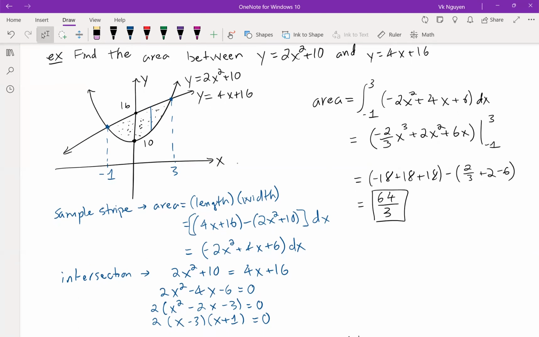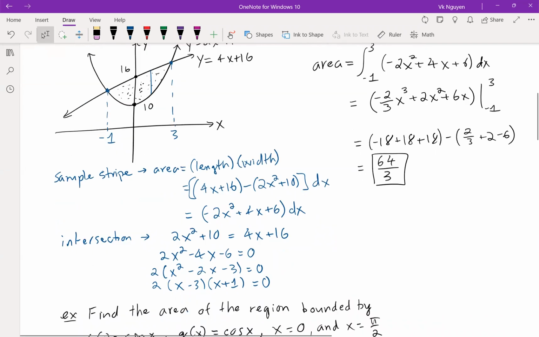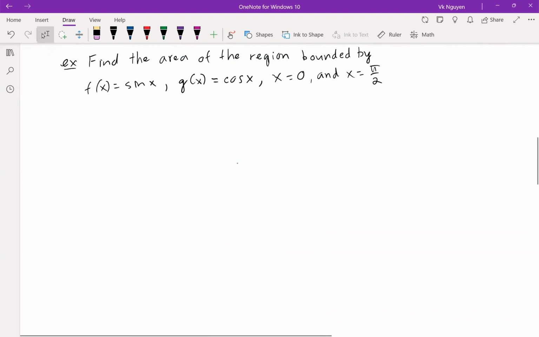Let's take a look at another example. Right below, in this one, we find the area of the region bounded by the graphs f(x) equals sine x, g(x) equals cosine x, x equals 0, and x equals pi/2.